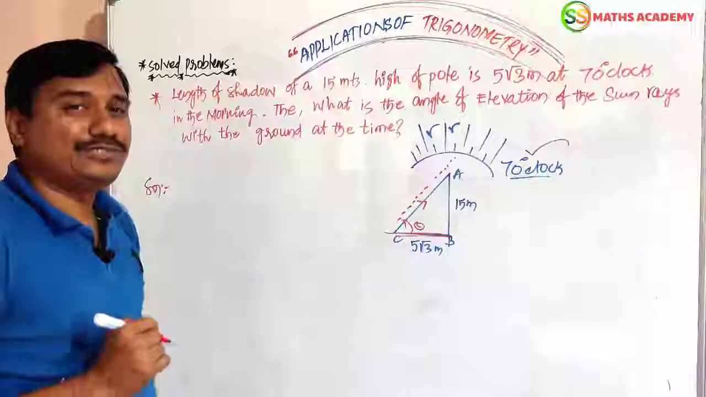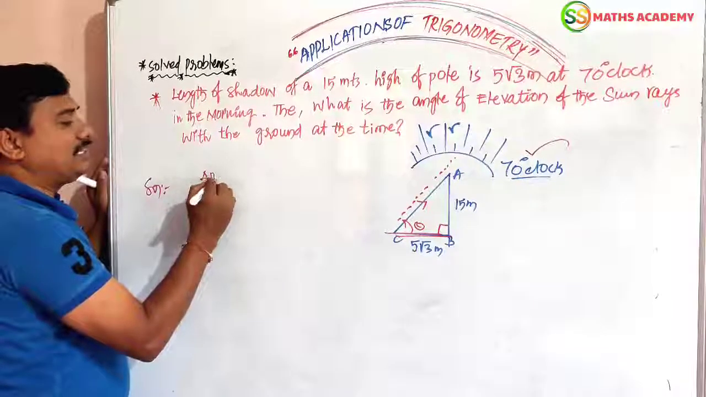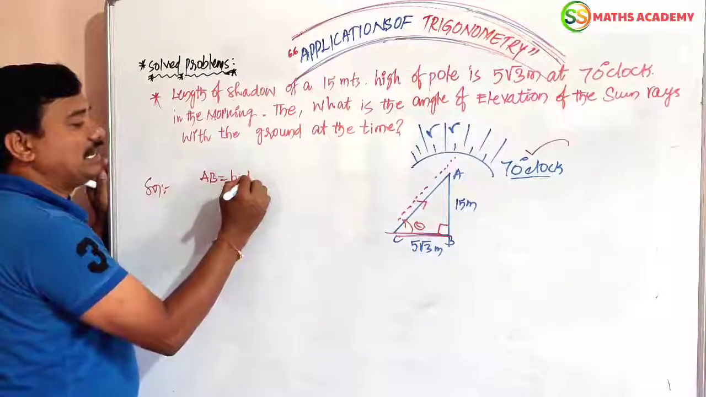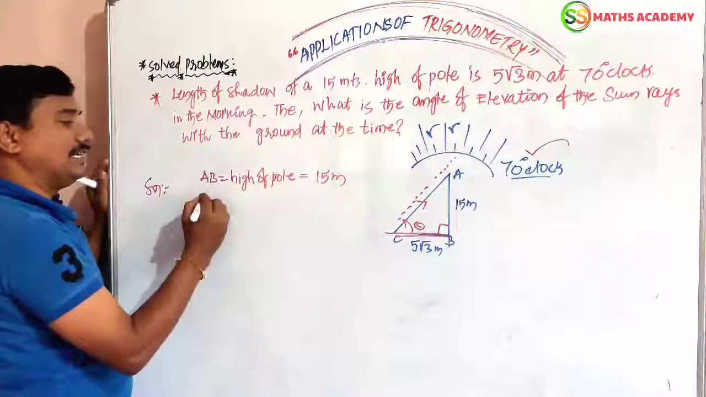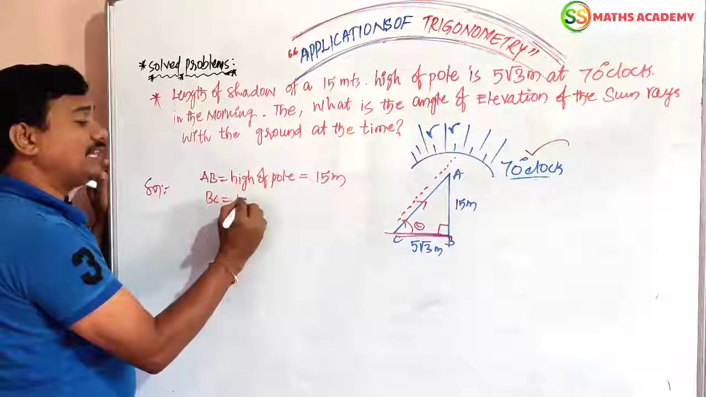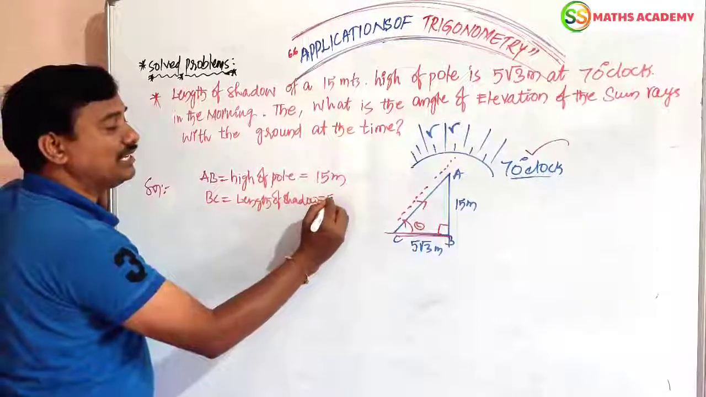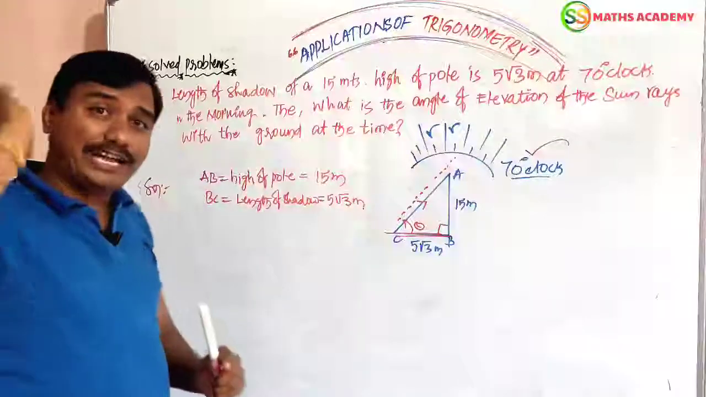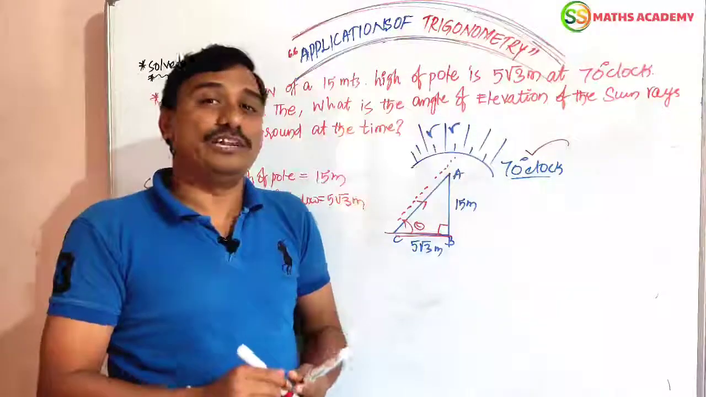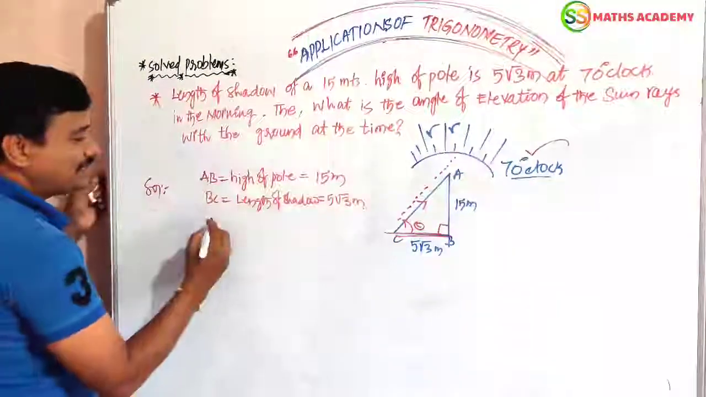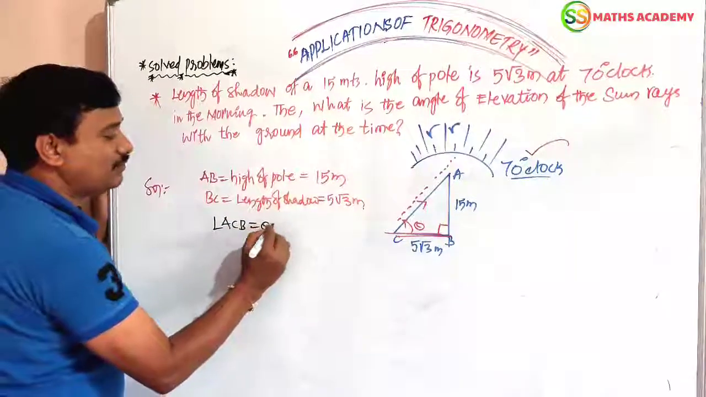Now you have to observe one important thing from the diagram. What is given, dear friends? AB is nothing but the height of the pole, and its value is 15 meters. Next, BC is nothing but the length of the shadow. You know, we played with shadows in childhood. When the light is behind, our shadow moves forward. When the light is in front, the shadow moves backward. Now, here friends, we have to find theta, the angle of elevation, that is nothing but angle ACB.